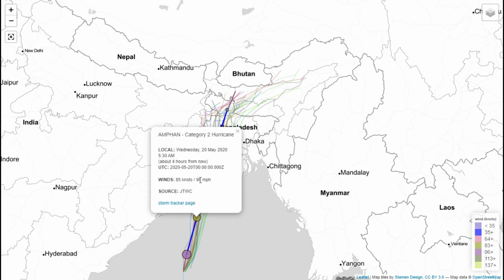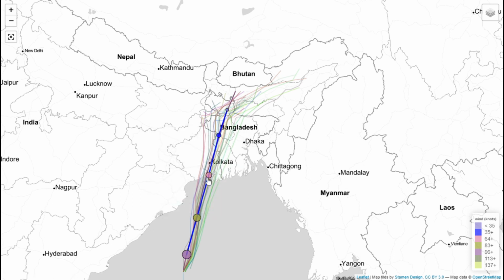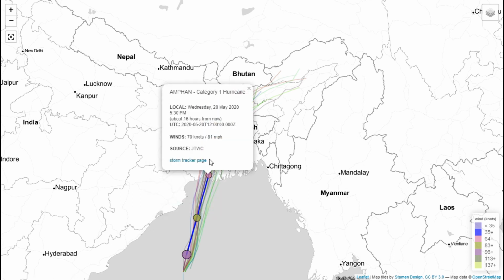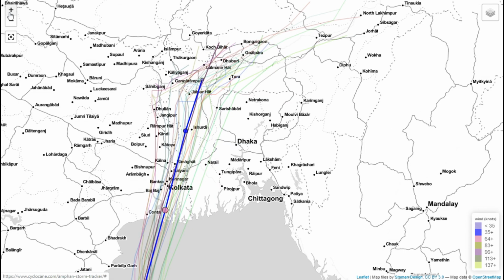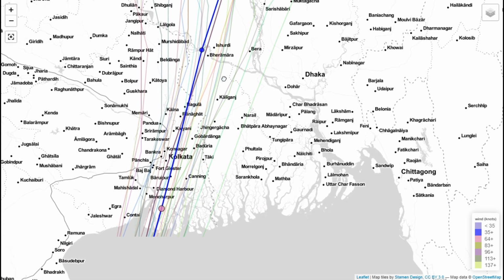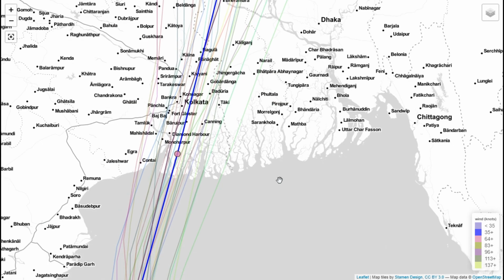Now, if we zoom in further, you will see lots of places. At the same time, you will see lots of lines. Please look. These are the lines. So, what's the meaning of these lines? See, these lines are basically showing the entire path of movement of the cyclone.